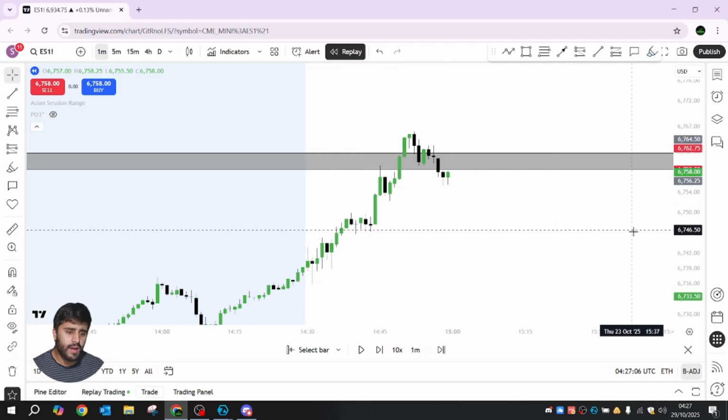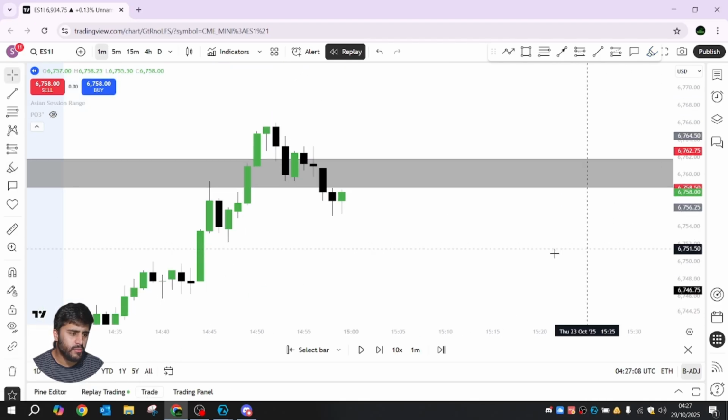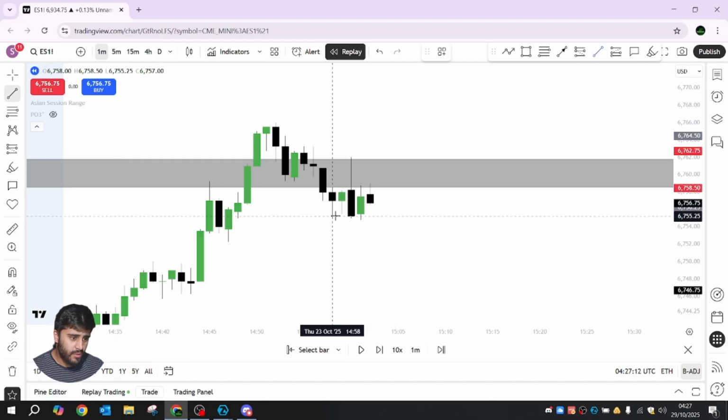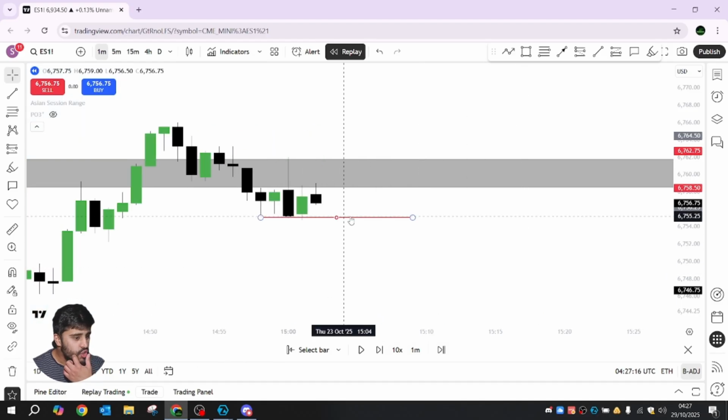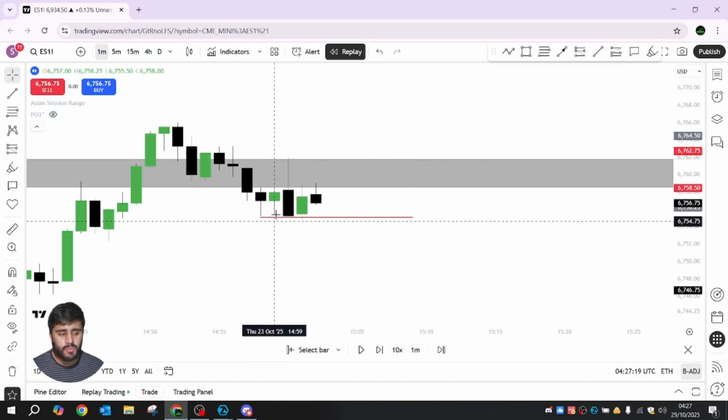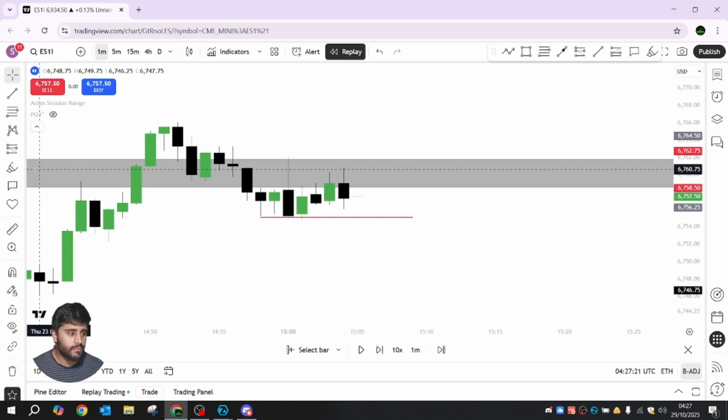Again, how did I attempt the short over here? I'm going to quickly break it down. So here's what we had. We had a break below the level, so I would put my line over here. Now, I'm only going to enter short when the body gets below this line, right? That's what I'm looking for.